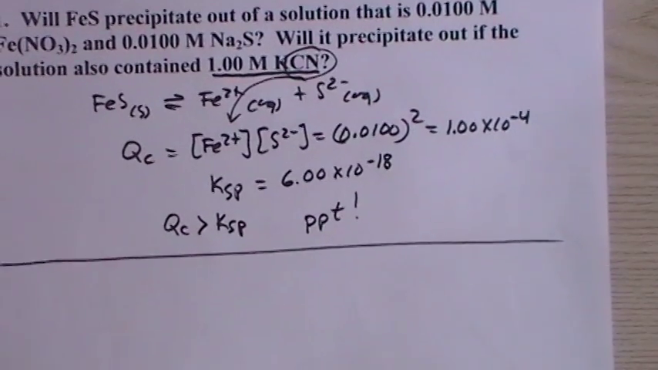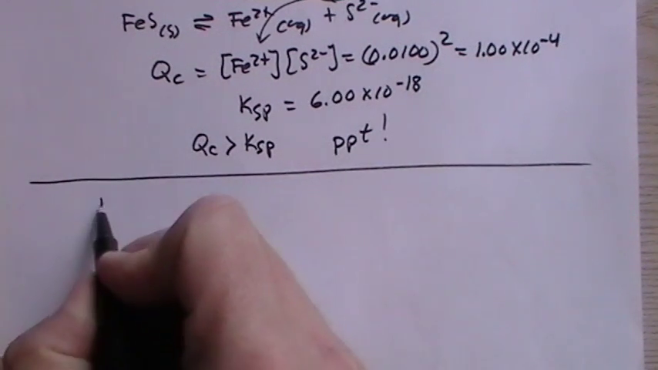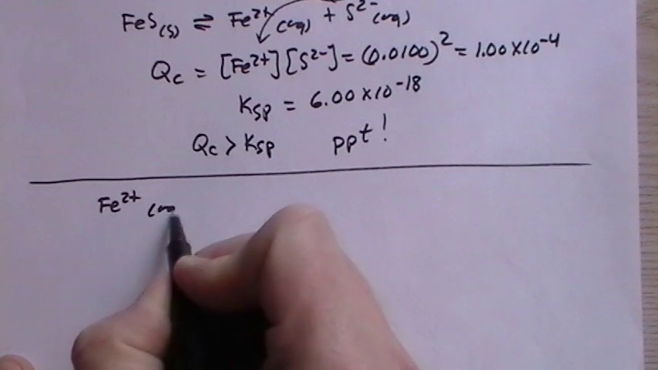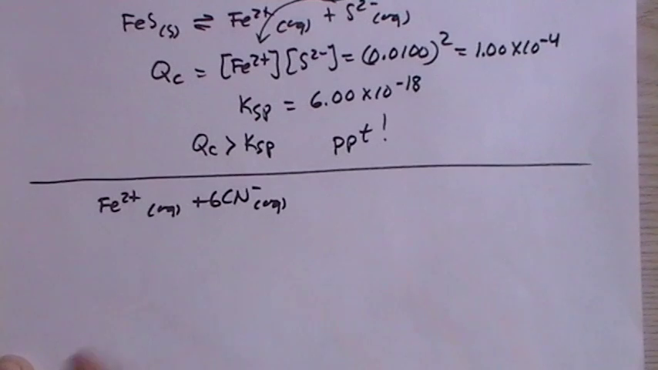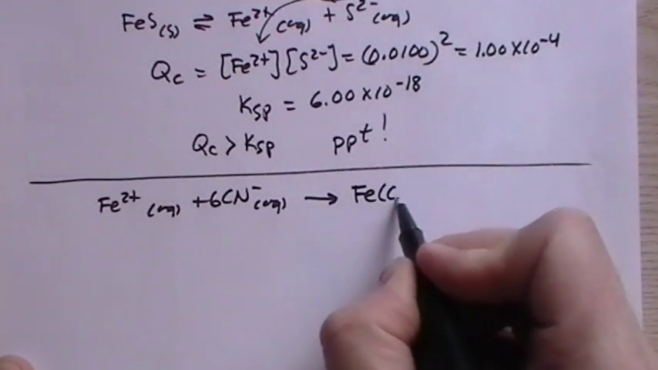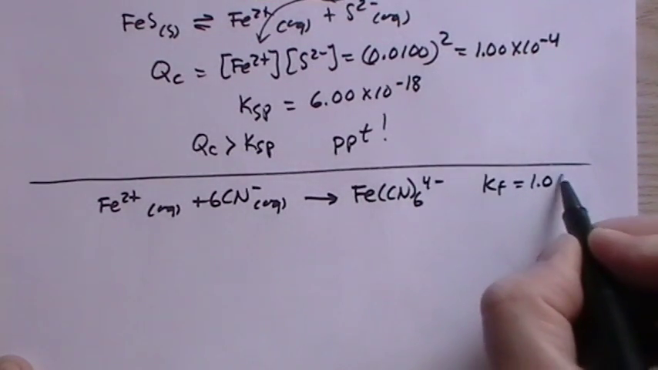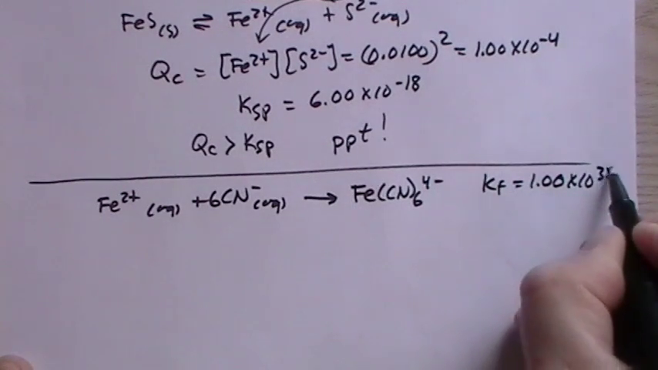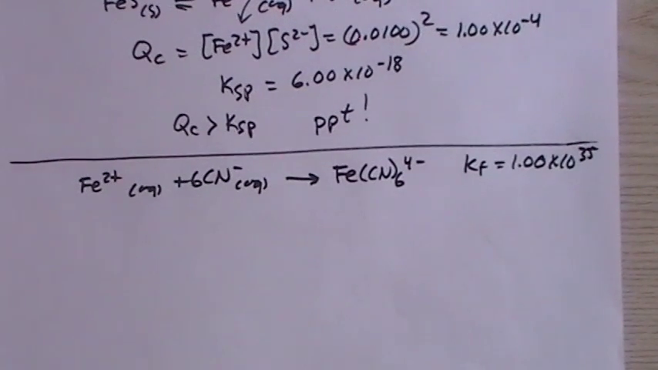So what we're about to do is a problem very much like the one that we just did with the complex ions. So what we're saying is that the iron is in there with the sulfide, which wants to react with it, but it's also in there with the cyanide, which has a very high Kf. The Kf here is 1.0 times 10 to the 35th. So even though the sulfide is in there, the cyanide, if it has a chance to react with the iron(II), will strip it away from the sulfide easily.